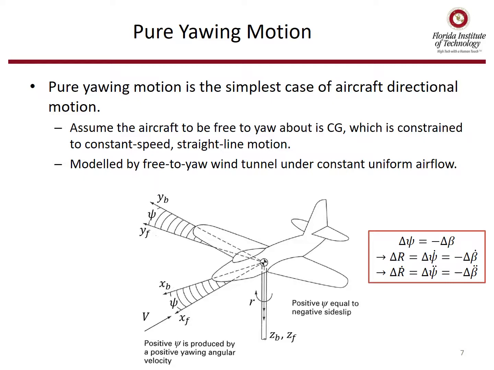Pure yawing motion is the simplest case of aircraft directional motion. Assume the aircraft is free to yaw about its CG, which is constrained to constant speed straight line motion. Again, this is suitable to be modeled in a wind tunnel.